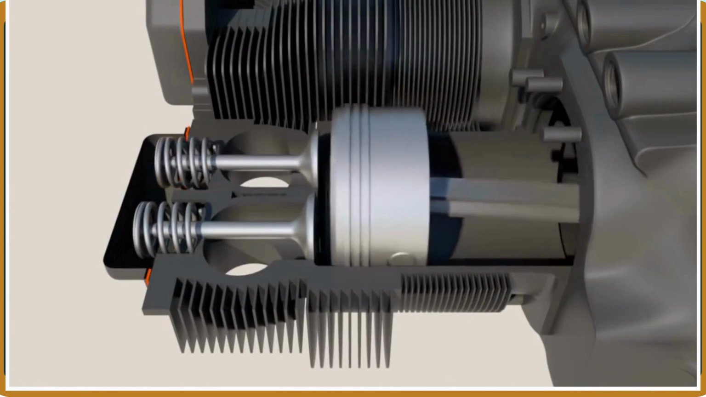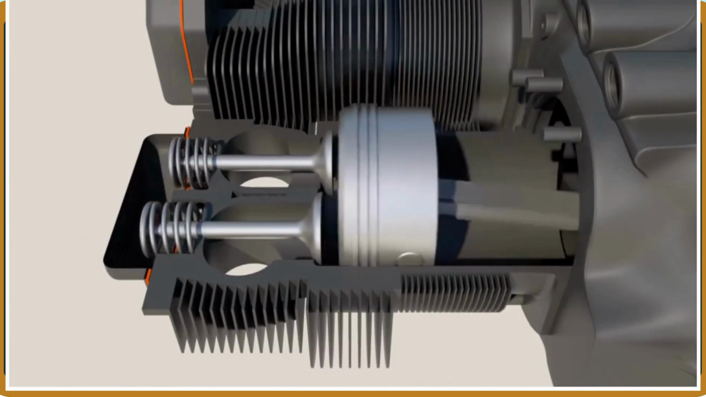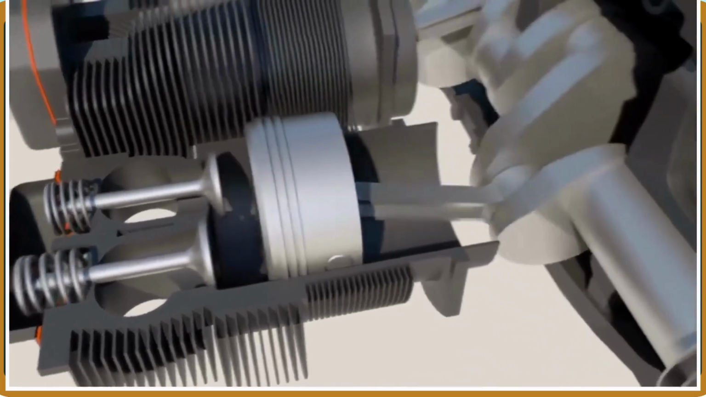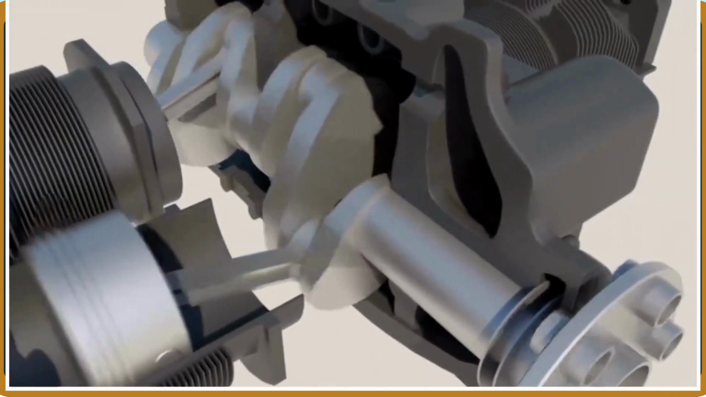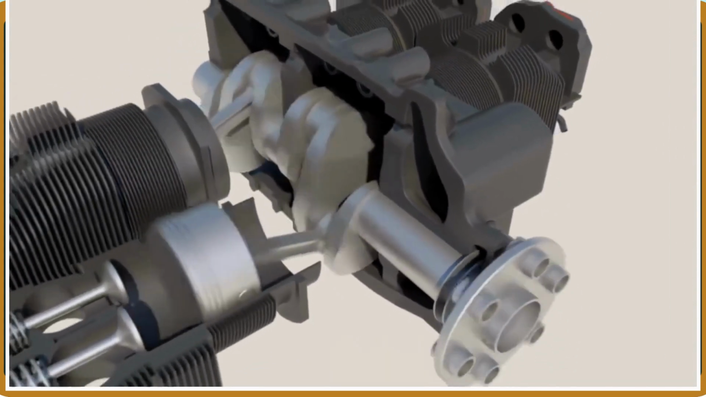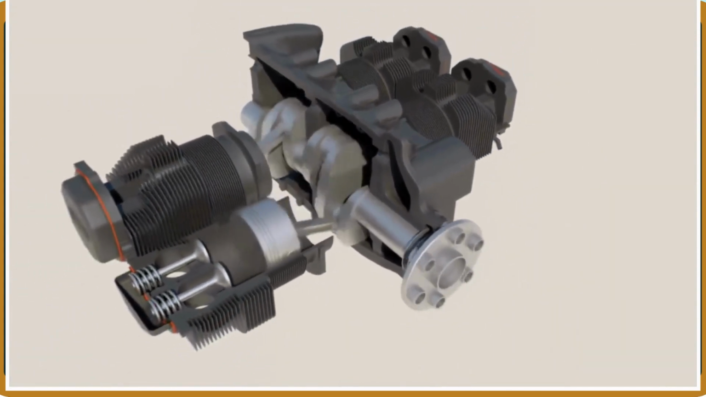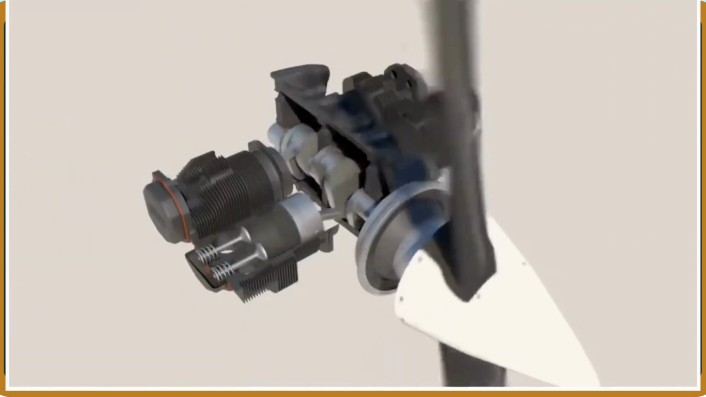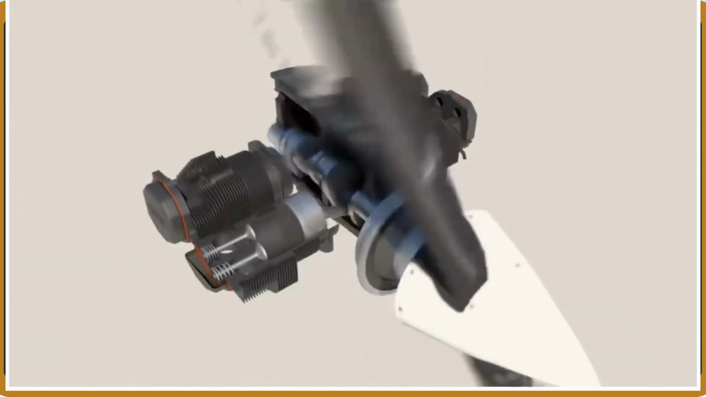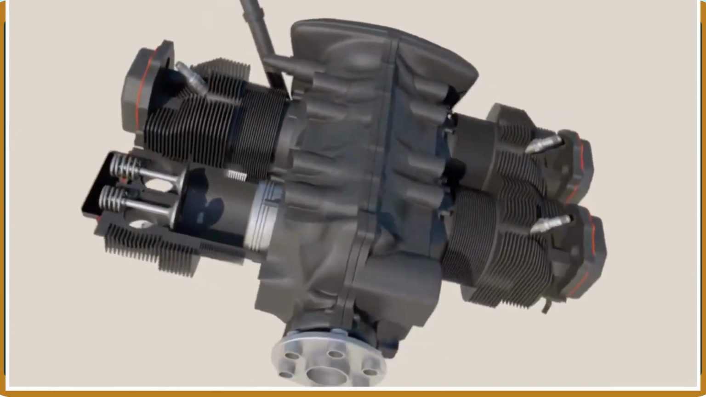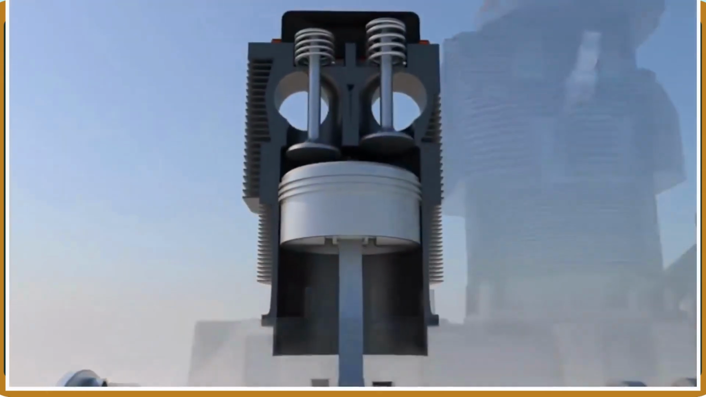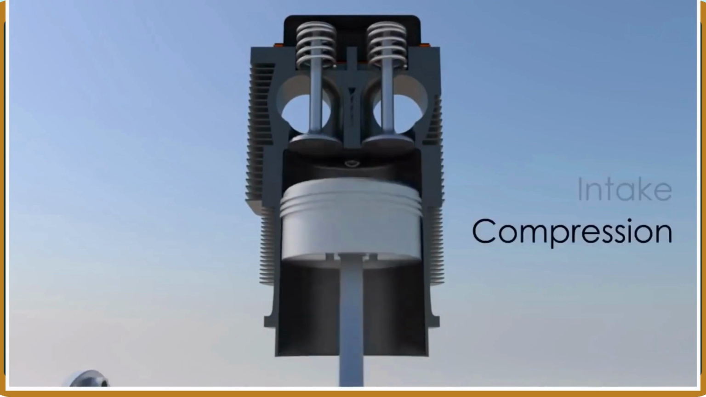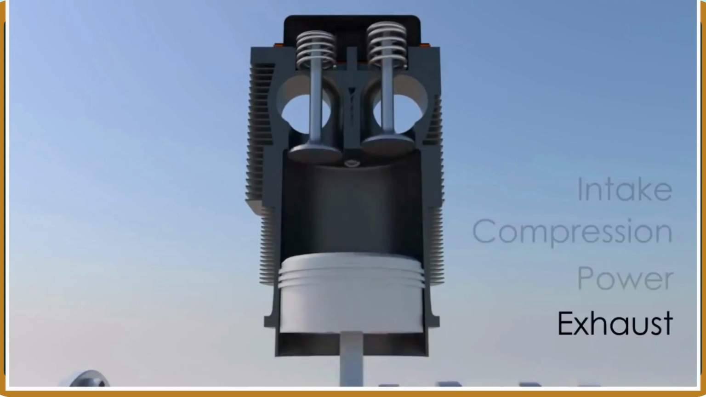As this fuel-air mixture is ignited, its explosive force moves the piston inward. These pistons are connected to a crankshaft, and when the pistons move in and out, that causes the crankshaft to rotate. The propeller is connected to the crankshaft, so as the crankshaft rotates, so does the propeller. The cylinders undergo a continuous four-stroke cycle. The four strokes are called intake, compression, power, and exhaust.